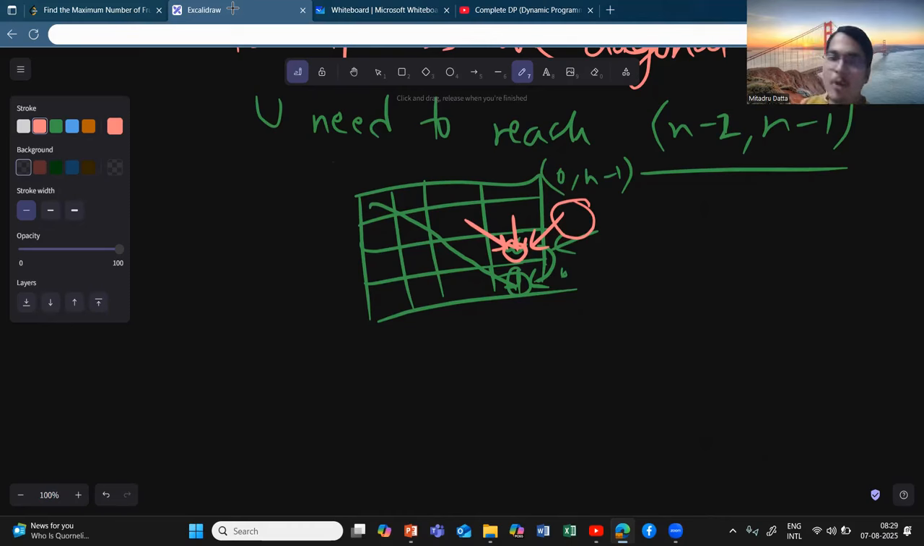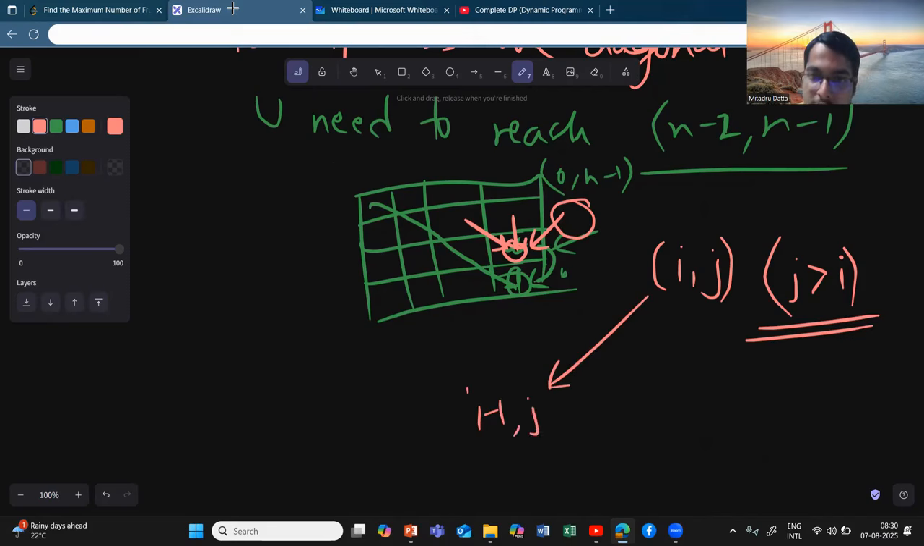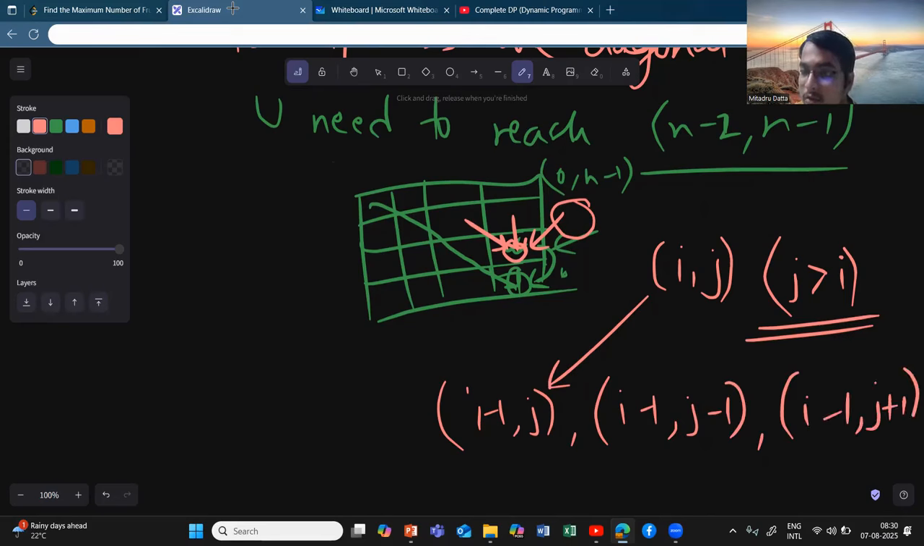Okay, so among all these values, let's say we are in some I comma j point. Definitely, for being in the upper triangular matrix, j needs to be greater than i, I hope you understand that, and not touching the diagonal also. And another thing is that for I comma j, you could have taken the steps from I minus 1 j, from I minus 1 j minus 1, or from I minus 1 j plus 1. So you see everywhere it's I minus 1 only.